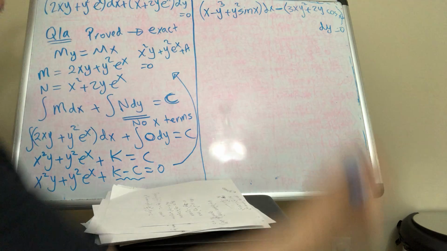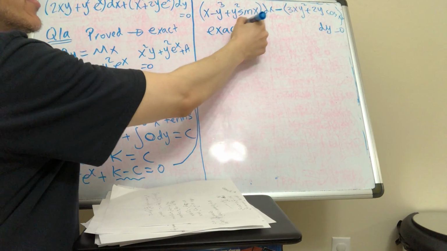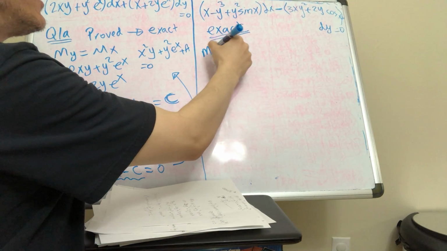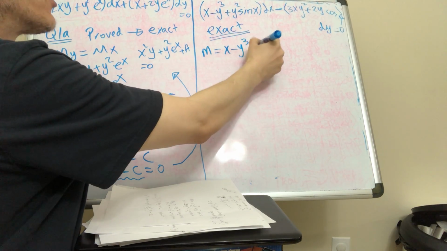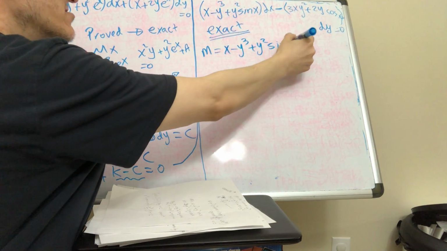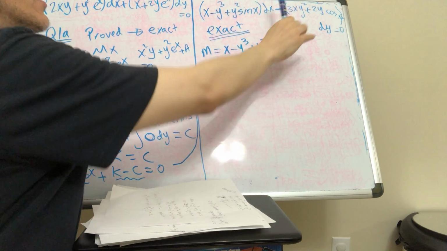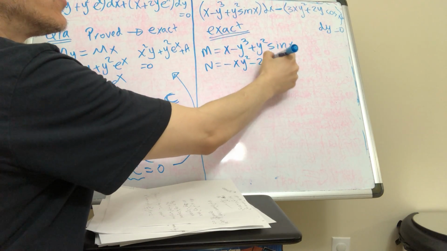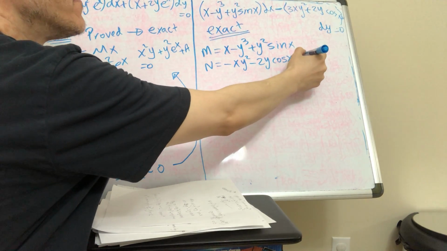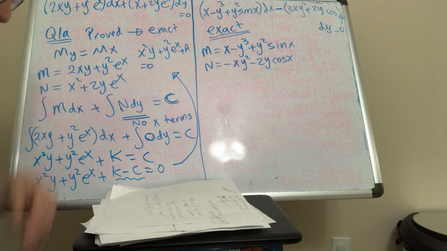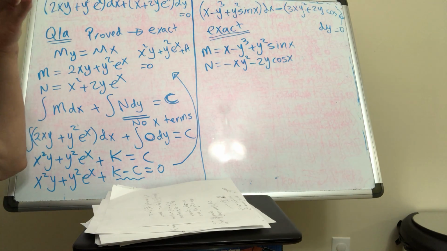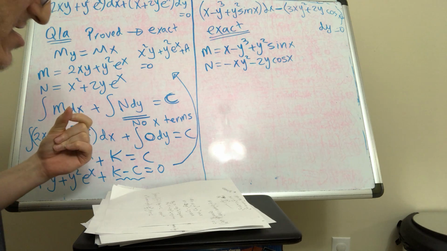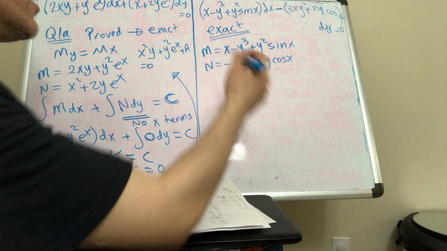Now, here we know it's exact. We proved earlier in this video that it's exact. So your m is x minus y cubed y squared sine x, and your n is the minus 3xy squared 2y cosine x. This is your n. Now, you're going to integrate both sides of the equation and see what you get.